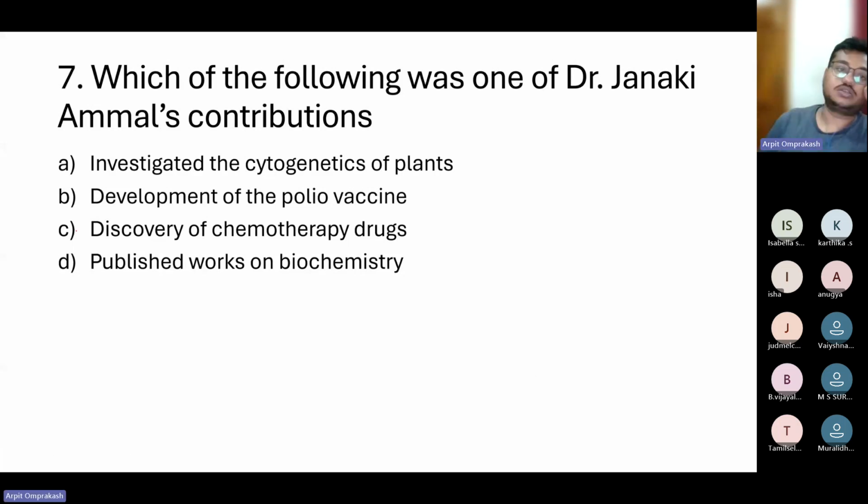Correct. So the answer here is A. She worked on sugar cane and other plants. She was also the head of the Botanical Survey of India. And she never worked with the polio vaccine or chemotherapy drugs or in biochemistry. Okay, so the answer here is A.